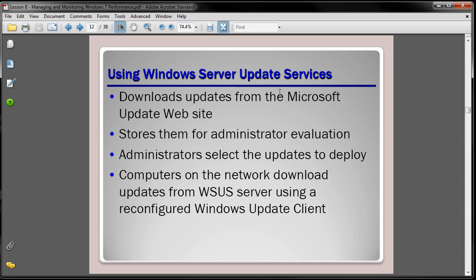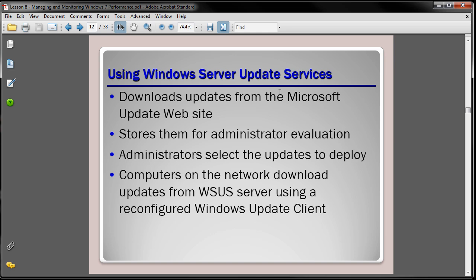Windows Server Update Services downloads updates from the Microsoft Update website, just like a consumer computer would do. But in this case, we're downloading them one time and storing them for administrator evaluation. So again, it's going to go get all of those updates, even if we're not going to install them. We can then determine what gets deployed to our computers or our servers on our network.